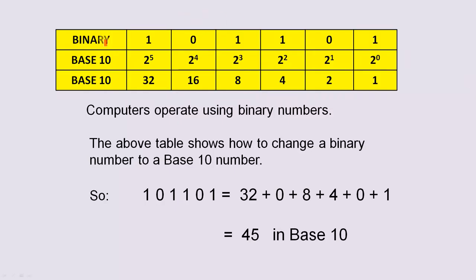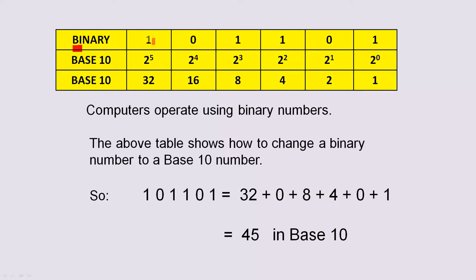Now binary means two. The BI, like bicycle, has two wheels. A binary number only consists of two digits, so you'll only ever see a 0 and a 1. So this is a binary number.